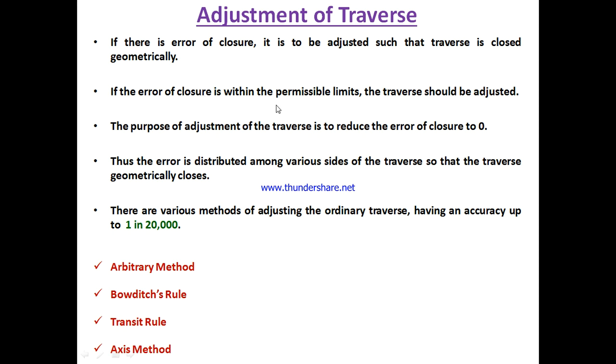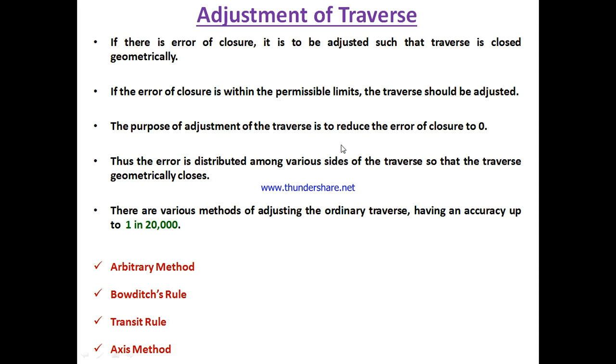If the error of closure is within the permissible limit, then we will just adjust the values of the traverse among the different traverse lines, or we can say among different stations. But if the error of closure is very large, then we need to repeat the experiment. That means we need to determine the values again with the help of the theodolite, follow the same procedure again, and then check whether we are getting a closed traverse or not.